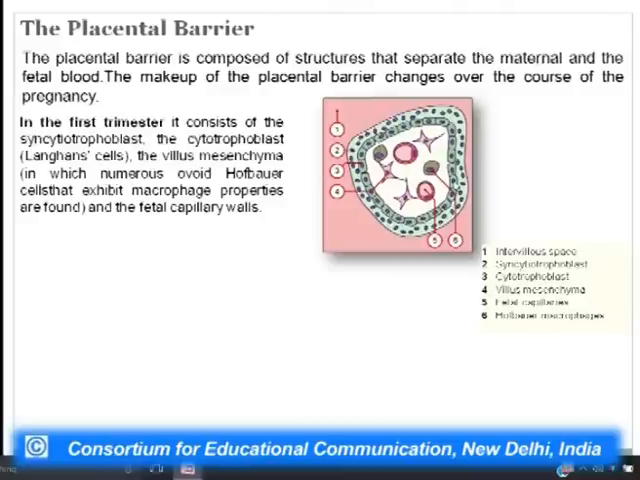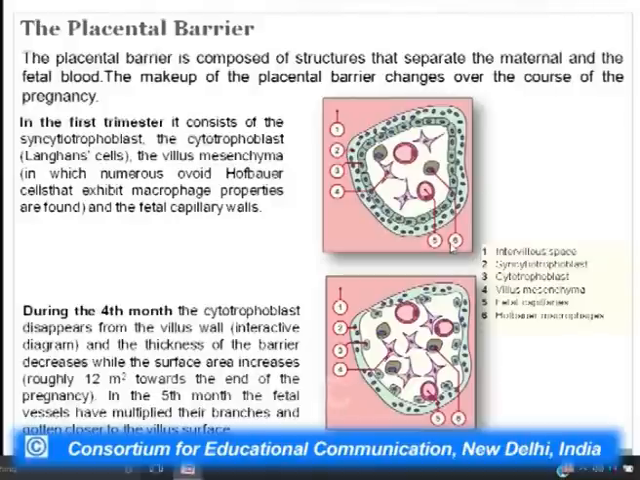In the schematic diagram, you can see the placental barrier composition. This is the intervillous space, this is the syncytiotrophoblast, this is the cytotrophoblast, then there are the villi which are present, and these are the macrophage cells which are roaming around, and these are the fetal capillaries which are also present.